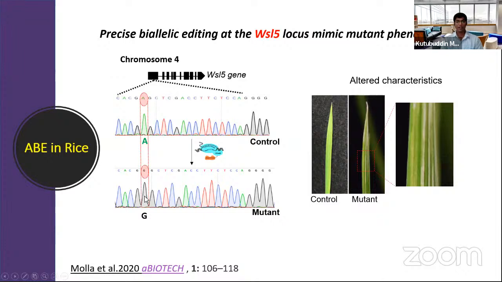So this is a biallelic editing. This is a homozygous or biallelic editing of A to G by the treatment of this base editor. And once we got this homozygous or biallelic editing, we found that those plants with this kind of editing all showed the expected mutant phenotype, that is white striped leaf. So the single change in that gene, as a precise change by the base editor, also develops the same phenotype as the natural mutant. Okay.